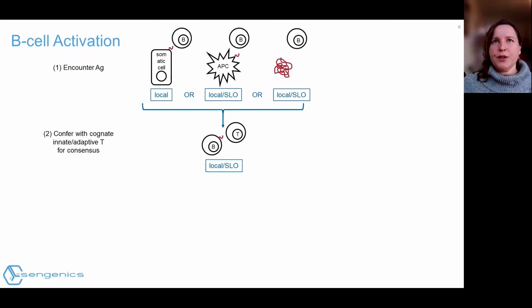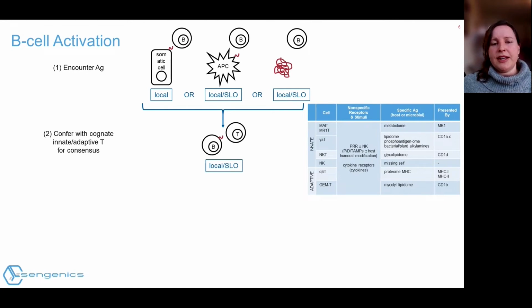All right, step two in B cell activation. Once B cells have encountered the antigen, they will typically take up that antigen, process it, and display it on their surface. This allows them then to go and confer with nearby T cells, whether of the innate or the adaptive system, to try and generate some kind of consensus and to see, in this particular context, is it worth activating and is it appropriate to activate?